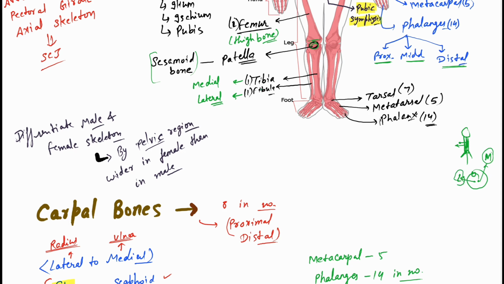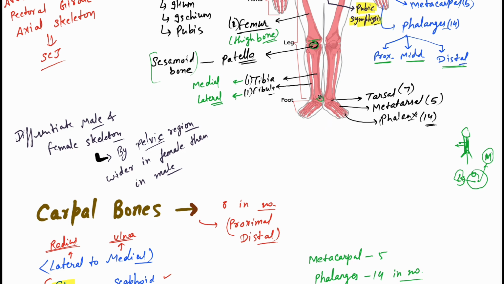And we have the foot. So about fibula, we can say this is our lateral bone, and tibia, we can see this is our medial bone. Okay, the distal end of the tibia. So you can see this is the tibia.